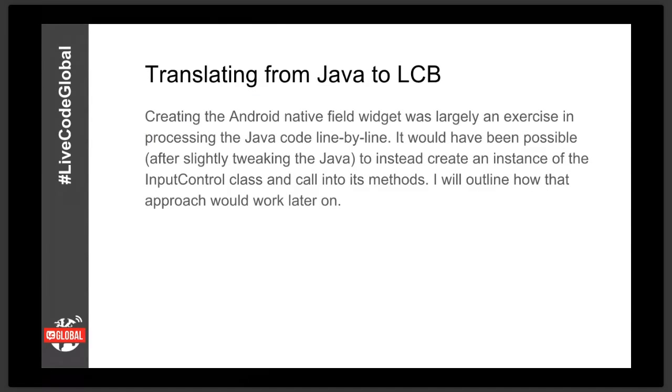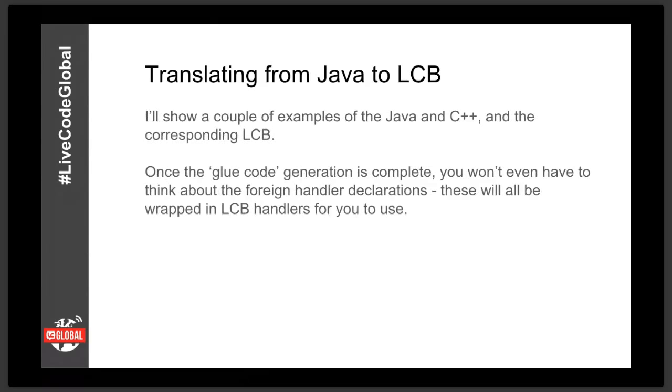So creating it was largely an exercise in just processing the Java code. There would have been a way to instead sort of tweak the Java and call into it, but there are a couple of reasons why that was a bit tricky. So I thought it would be nice to just validate LCB a bit. So I'll show a couple of examples of the Java and C++ and then the corresponding LCB. Once the glue code generation is complete, you won't even have to think about these foreign handle declarations. This is essentially what Mark was talking about earlier.